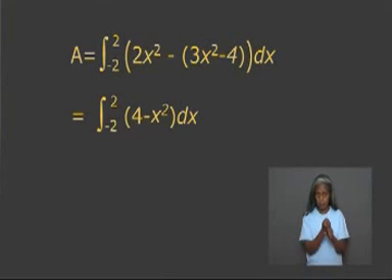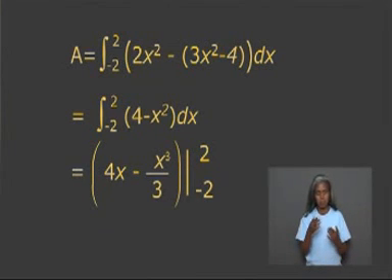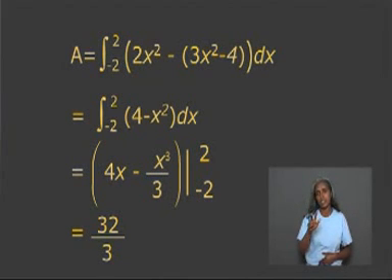Simplified, this equals the integral from negative 2 to 2 of 4 minus x squared with respect to x. The problem has become simple. For x minus x cubed over 3 restricted from negative 2 to 2. Therefore, the area is 32 over 3.